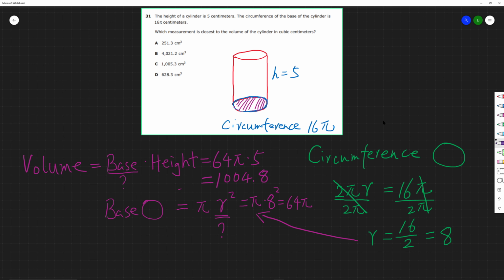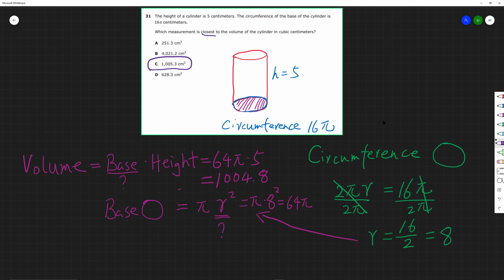And look at the 4 choices. And C is the one that is closest. Remember, we used the rough value of 3.14 for pi, so there's a little difference between our answer and the choice, but this one is the closest. All right, so that solved our question 31.